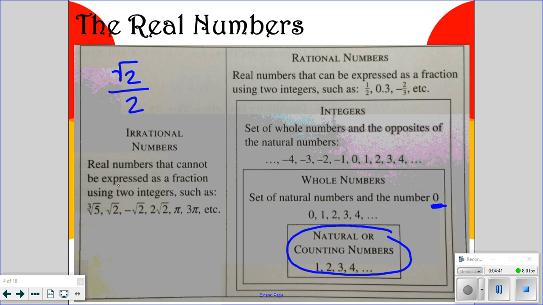Your irrational numbers cannot be written as a fraction. So those are decimals that do not repeat, such as pi, square root of 2. If you plug those into your calculator, they're never going to repeat. Those are going to be your irrational numbers. And then everything on this screen, all of these, are your real numbers. So hopefully that is something that you've covered before. It's just a quick refresher before we dive into the calculus stuff.